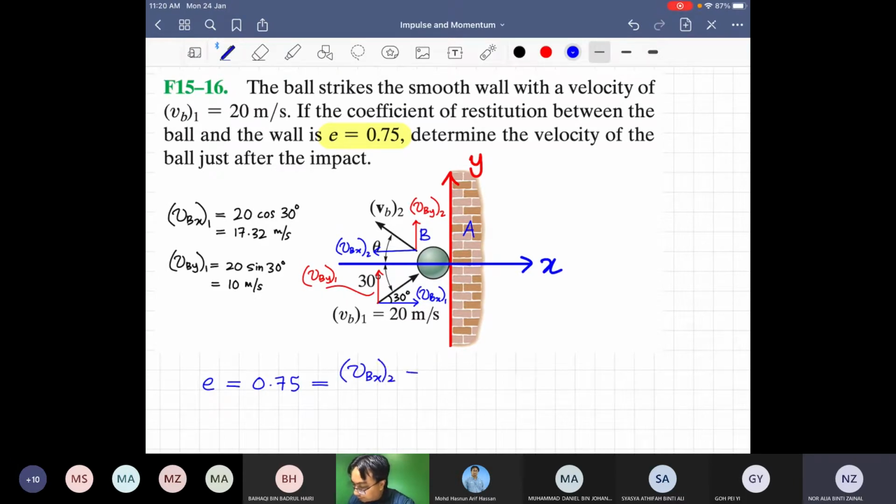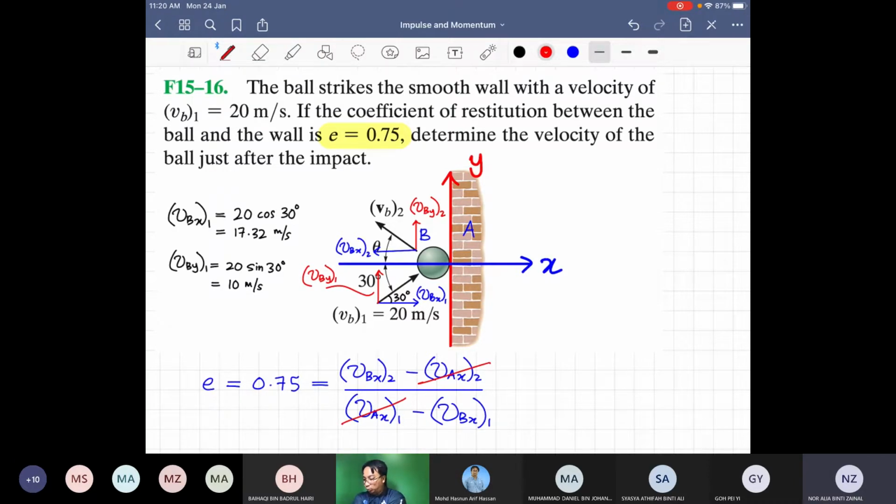So, kita ada VBX2 minus VAX2, okay, divided by VAX1 minus VBX1. Okay, so kita tahu VAX2 kosong, VAX1 pun kosong.